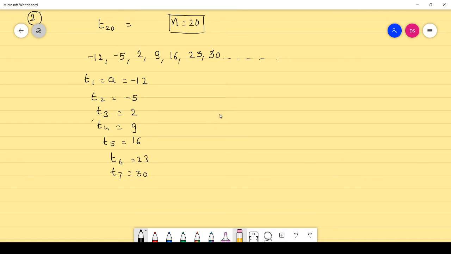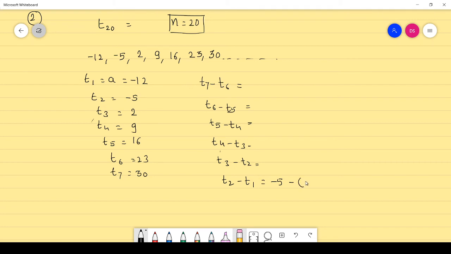If the common difference is constant for every term, then we can say that our sequence is an arithmetic progression. So I'm going to take the last term and the penultimate term, that is T7 minus T6, then T6 minus T5, then T5 minus T4, then T4 minus T3, then T3 minus T2, then T2 minus T1, right? Let's start from the bottom, or you can start from the top also. What is T2? T2 is minus 5. What is T1? Minus.